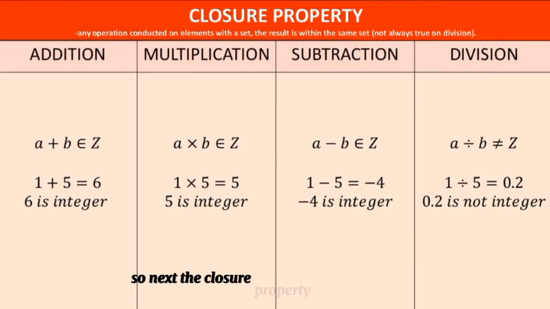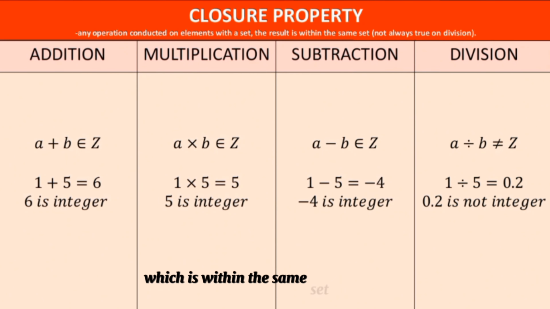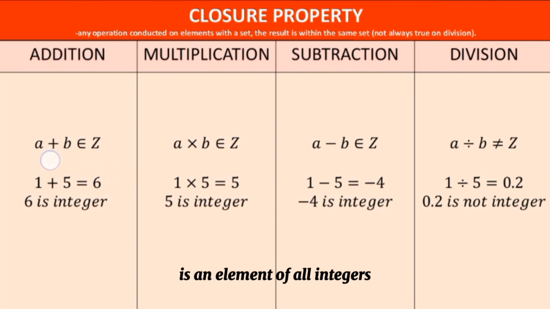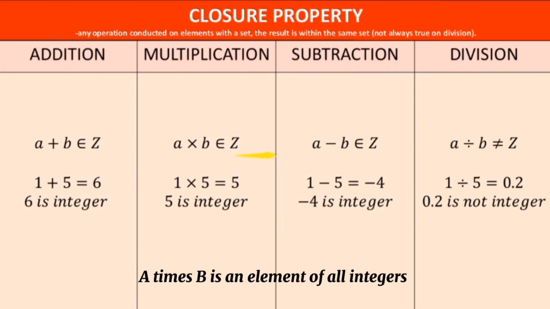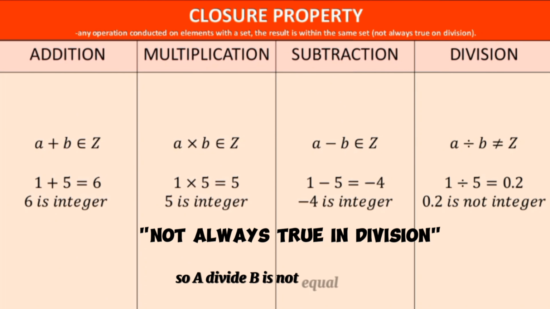So next, the closure property. Closure property states that any operation conducted on elements within a set gives a result which is within the same set of elements. Integers are either positive, negative, or zero, so the answer is not fractional. Integers are closed under addition. So for the closure property in addition, a plus b is an element of all integers. In multiplication, a times b is an element of all integers. In subtraction, a minus b is an element of integers, and in division, a divided by b is not always an element of integers.